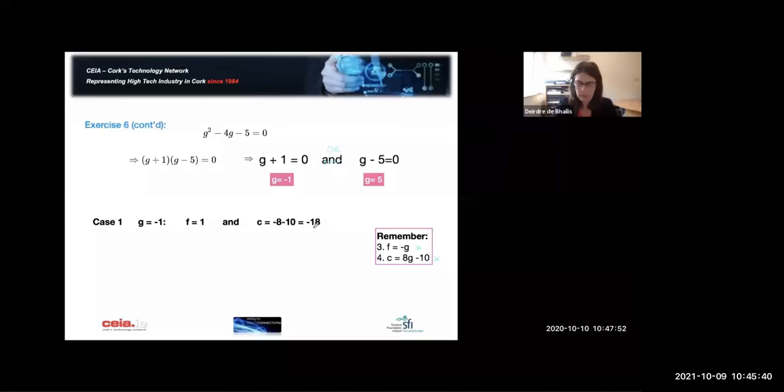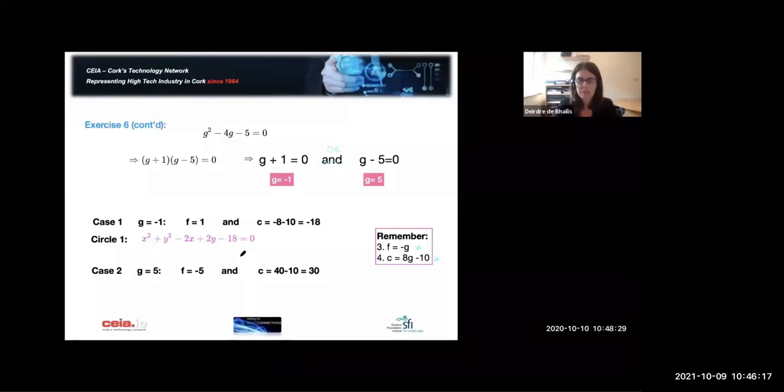So what we need to do is take our general equation for a circle, and we'll get x squared plus y squared minus 2x plus 2y minus 18. And that's the first circle. So then we work out case 2. Case 2, g is equal to 5. Therefore, f is going to be equal to minus 5. And c will be 30.